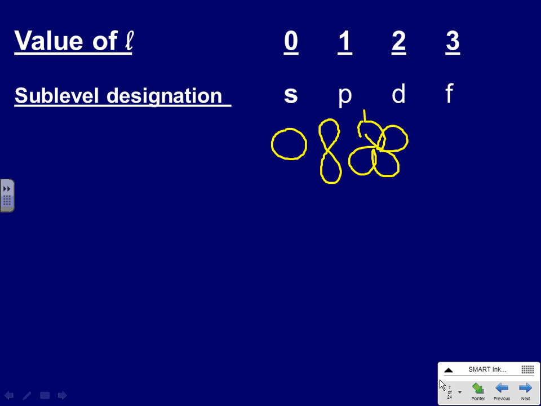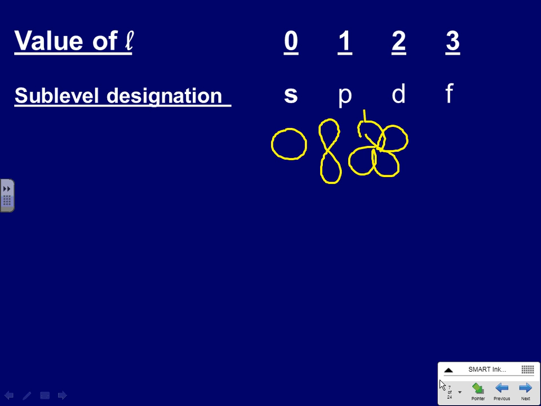S, P, D, and F, yes. We can continue putting in as many values for L as we would like, right? Because N can go up to infinity, which means L can go up to infinity. And that's just part of the mathematical construct, right? Because the mathematical construct can actually be extended to however large numbers we want.